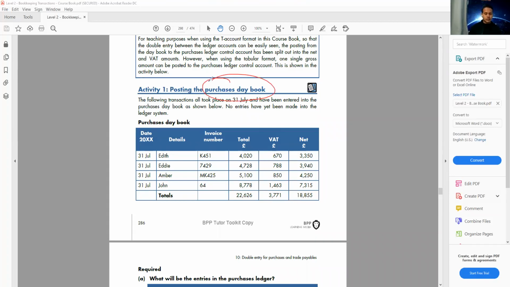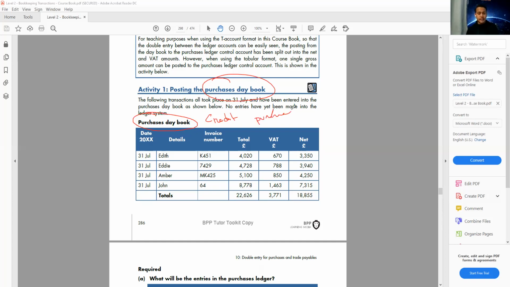Now my first question is, on the purchase day book, what type of purchase do we record? Cash or credit purchase, or both? Cash purchase, credit purchase, or both? Remember, yes, very well done, Evelyn. We only record the credit purchase. On the purchase day book or on the sales day book, we never record any cash transaction. We record only the credit transaction. So we record only credit purchase.